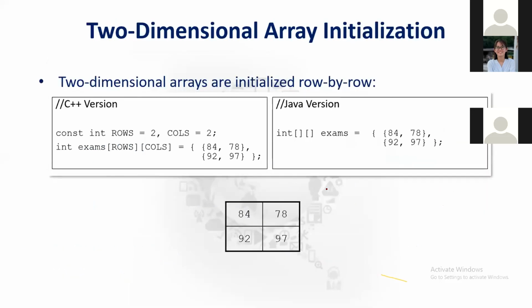Now let's say you are trying to initialize the values 84, 78, 92, and 97 into a two-dimensional array. This is what it looks like. But if you look at this, the way of writing it is like just now in the one-dimensional array, where you put it as 1, 2, 4, something like this, right?